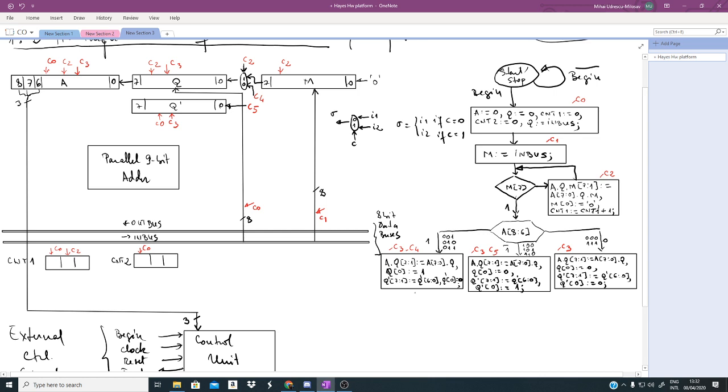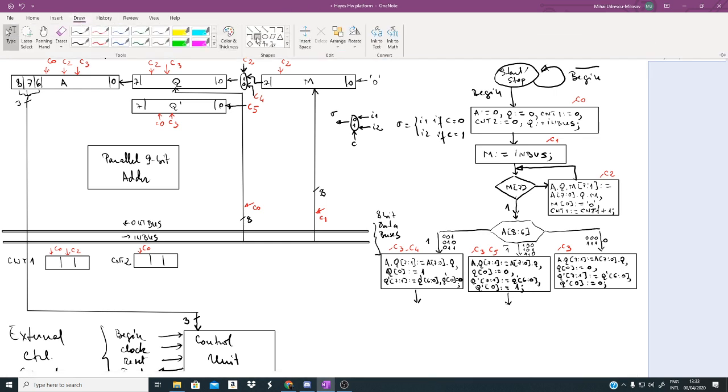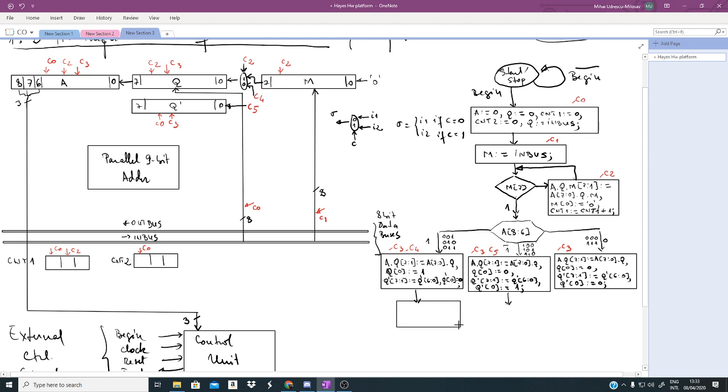Okay, so after these states, after the shift, I have to subtract, and here I have to add, obviously. So you see, I'm going to put something here like this.